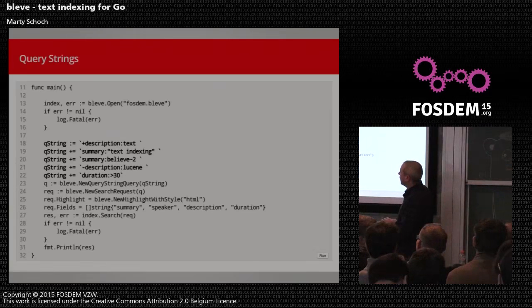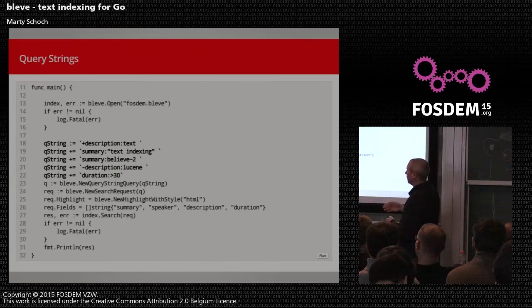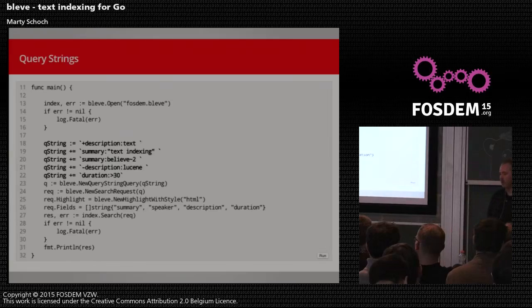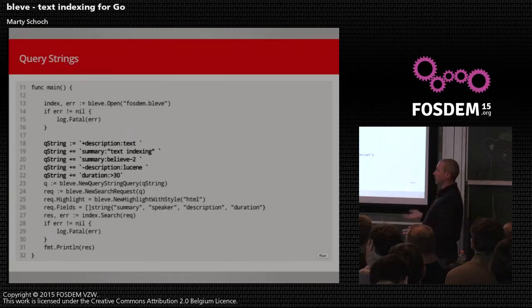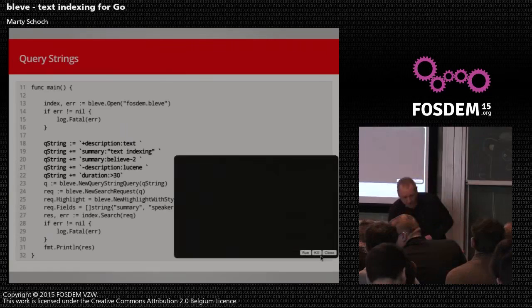The next one is minus description:Lucene. So this one's going to say that it must not contain the term Lucene. And then the last one we see is a numeric range query where we have duration:>30. That's going to look for talks greater than 30 minutes. The syntax is still, like I said, not as complete as Lucene's. Like we're missing the date one, for example. There's a couple of things we need to improve there. But the idea is this is really useful for exposing it to end users so that they can construct more powerful queries. So we can run this one as well.